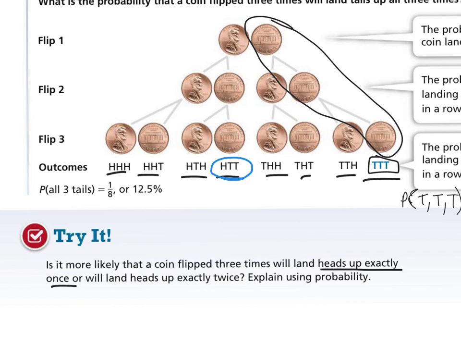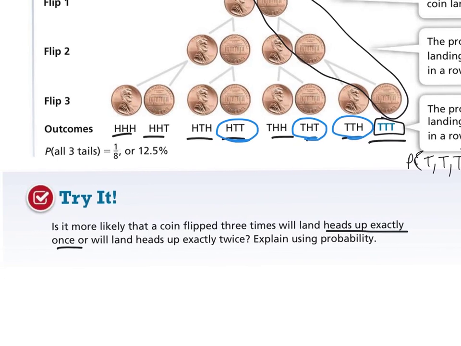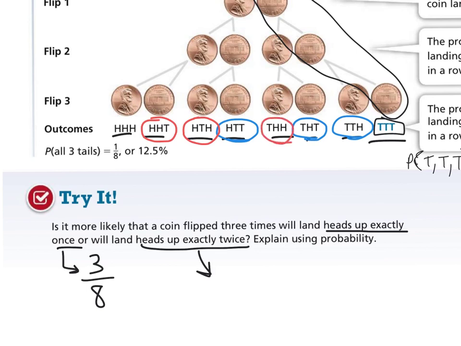we could have heads, tails, tails, tails, heads, tails, or tails, tails, heads. So to get heads exactly once, that's 3 options out of a total of 8. And then heads up exactly twice. So for this one option, heads exactly twice would be heads, heads, tails. Another option would be heads, tails, heads. Another option would be tails, heads, heads. So if you look at that, once again, we have 3 out of 8 chance of that happening.